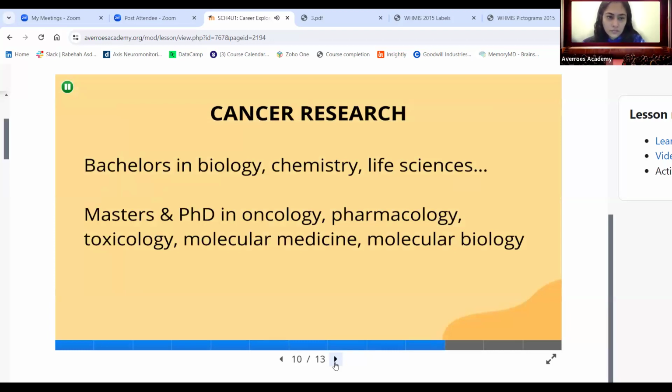Another one of those careers we talked about is cancer research. For this, you would need a bachelor's in biology, chemistry, or any of the life sciences, really. As well, usually that's complemented with a master's degree or a PhD in one of those medical fields, so pharmacology, oncology, toxicology, molecular medicine, or molecular biology.